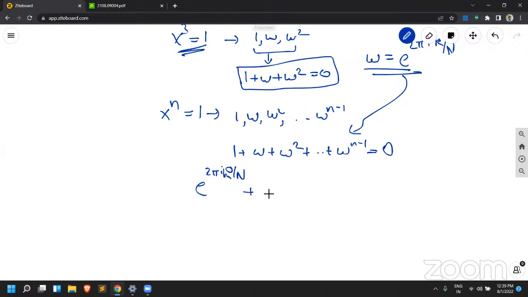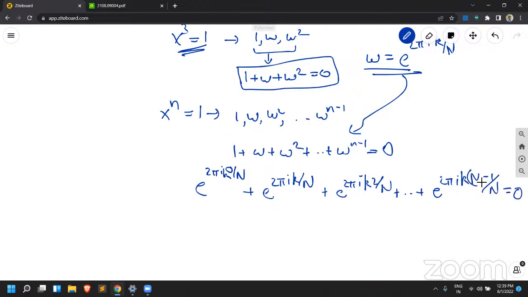K by n. Then omega is 2 pi k by n. Omega squared will be written as e to the power 2 pi iota k times 2 by n, and so on up till e to the power k times (n minus 1) by n. It's going to be 0. So I'll just write it in notation terms.